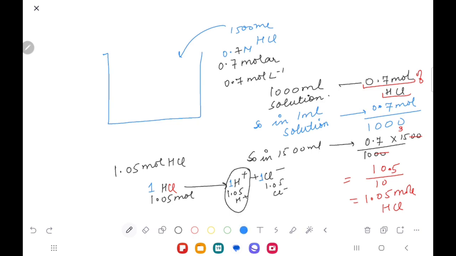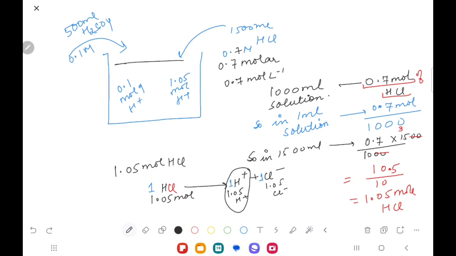Why am I concerned with only H plus? Because I have to calculate the pH. So do you remember that, from this side I was adding 500 ml of H2SO4, which was 0.1 molar. So I got to have 0.1 molar. So I got to have how many moles? I got to have 0.1 moles of H plus coming here because I calculated. And from here, I'm going to get 1.05 moles of H plus.